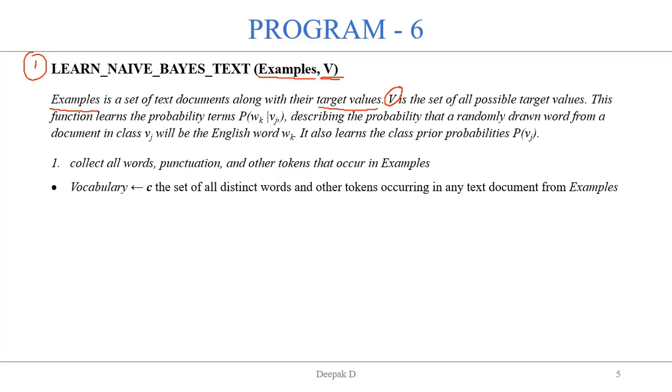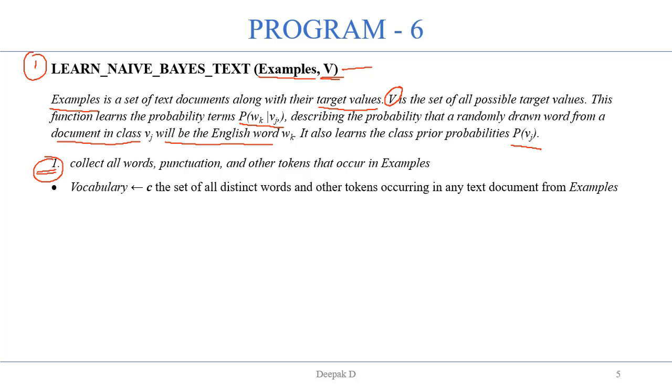So here this function learns the probability term. The term is the probability of word W, given value Vj. As I said, V is nothing but your target value. It describes the probability that a randomly drawn word from a document in class Vj will be an English word. It also learns the class prior probability, which is defined as P of Vj.